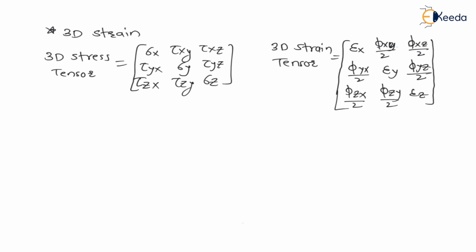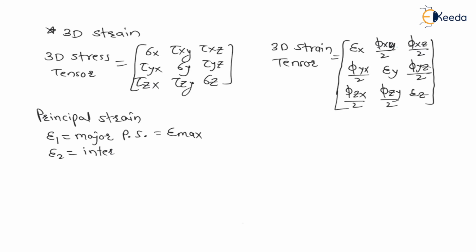Now again, let us say for 3D, principal strains. For this strain tensor, if I calculate principal strains, I get E1 as the major principal strain, which is nothing but E max in the loading. Let us say E2 is the intermediate principal strain. And E3 is nothing but the minor principal strain, which is nothing but E minimum.